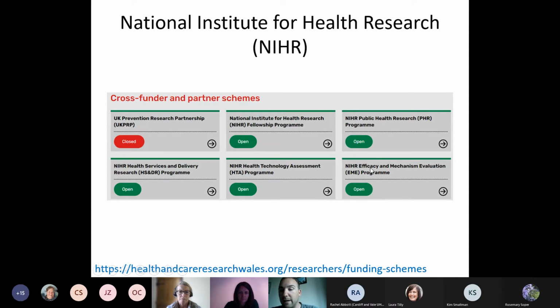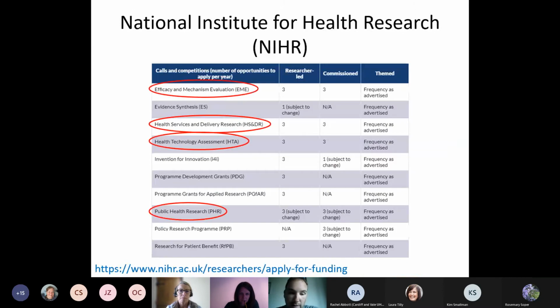And then the efficacy and mechanisms evaluation, or EME program, which funds research that comes before you can apply for a HTA grant. So it's more like phase 2 efficacy studies, placebo-controlled studies, smaller studies that look at mechanisms of evaluation. And you can find them all here. So these are the 4 grants that you can apply as a researcher based in Wales.